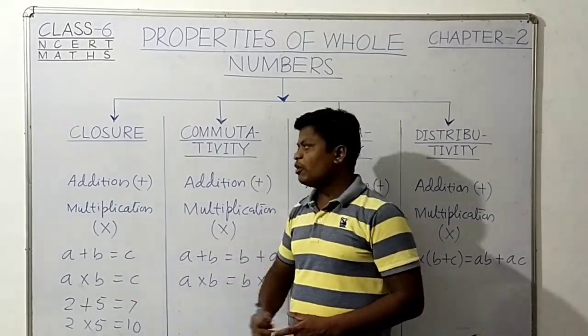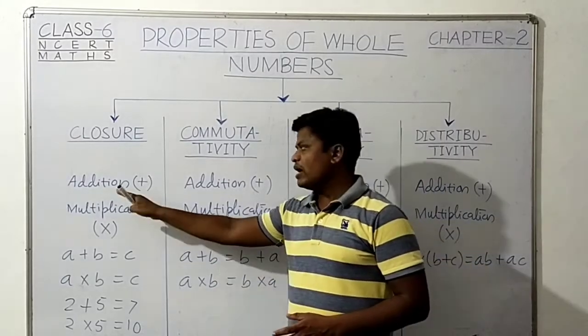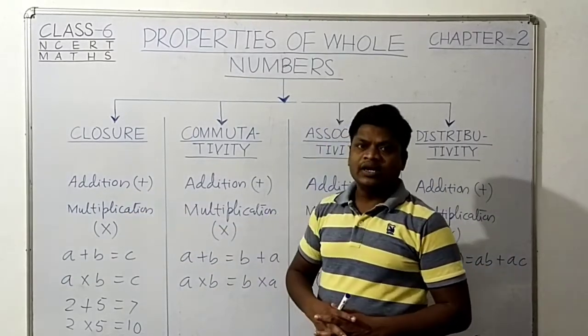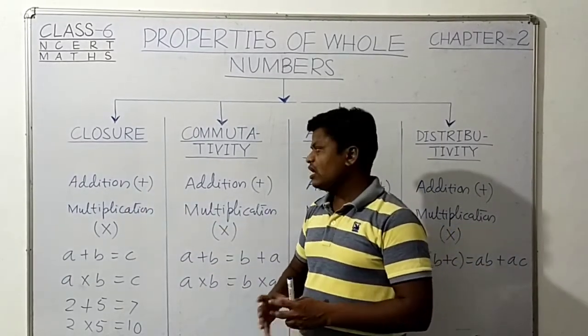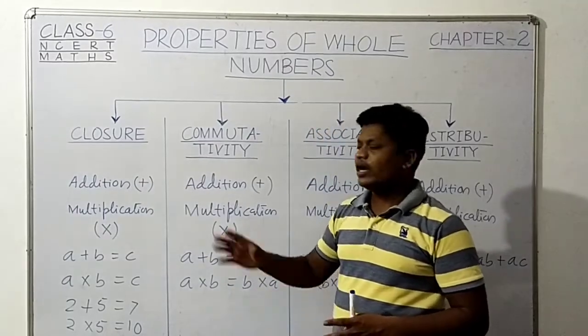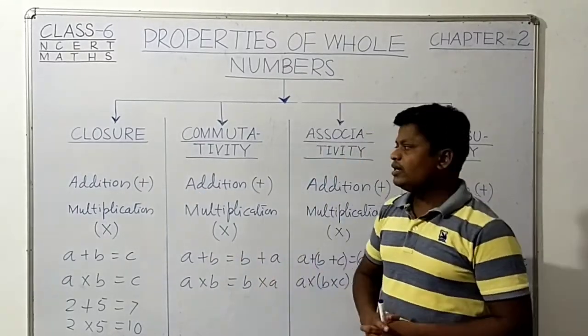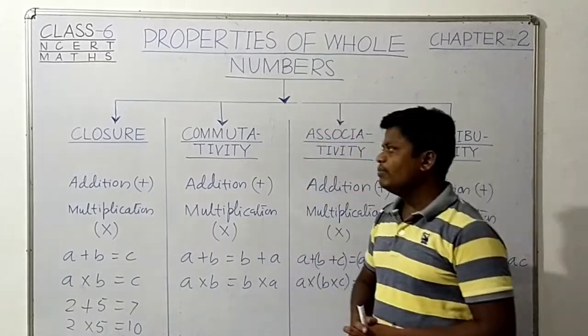So this is the closure property, but it is not followed by subtraction and division, right? According to our syllabus, we will concentrate more on addition and multiplication only, right? So this is the closure property of whole numbers.